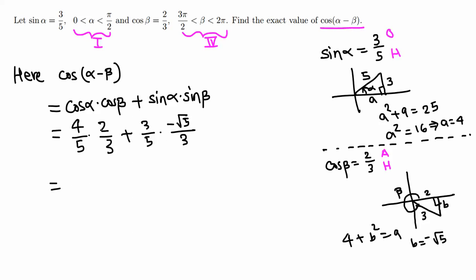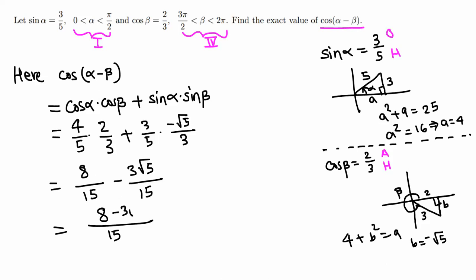We multiply first. 4 times 2, 8 over 5 times 3, 15. There is a negative sign: negative times positive is negative. 3 times root 5 is just 3 root 5 over 15. Combine these two fractions. The good news, we have the same denominator, and these are unlike terms. Do not subtract to get 5 root 5. No, that's wrong. These are unlike terms, so we have to write 8 minus 3 root 5 over 15. And this is the exact value. We can't simplify anything. Do not cancel 3 and 15 or anything else. This is it.